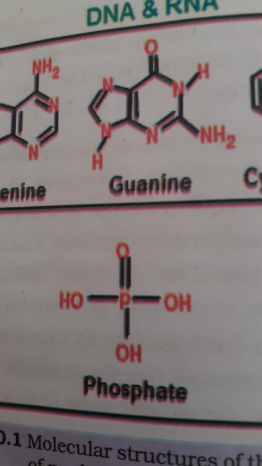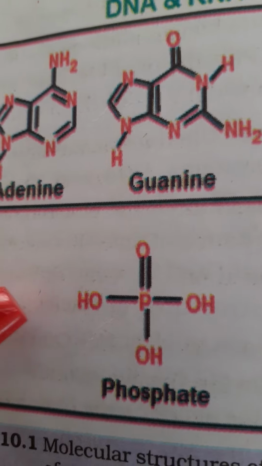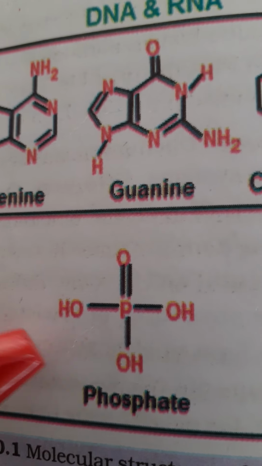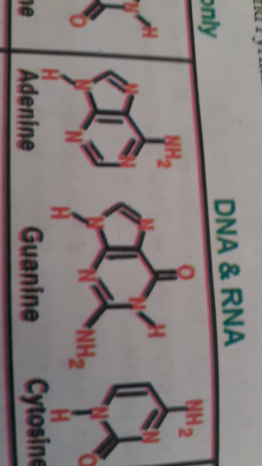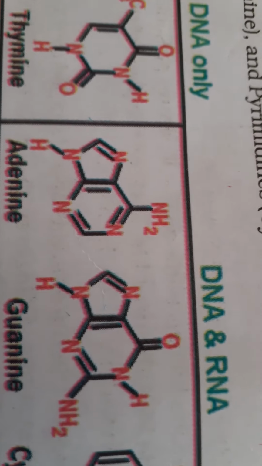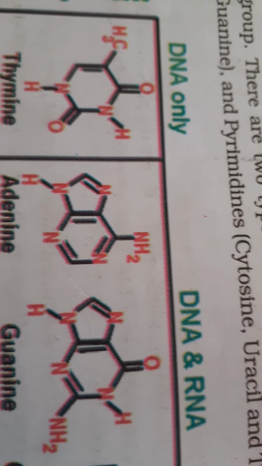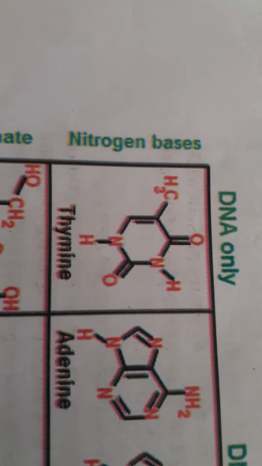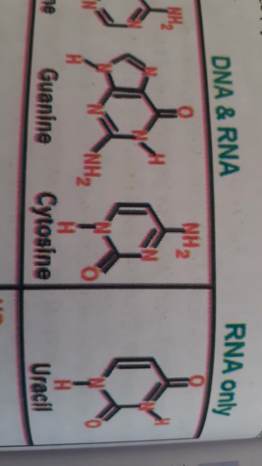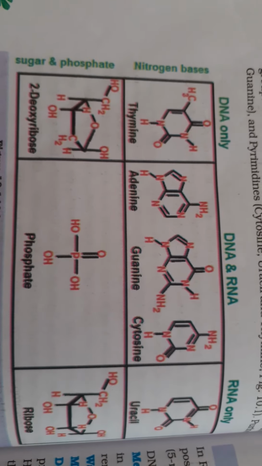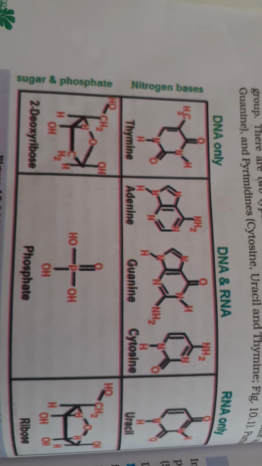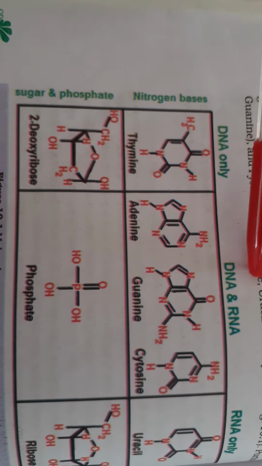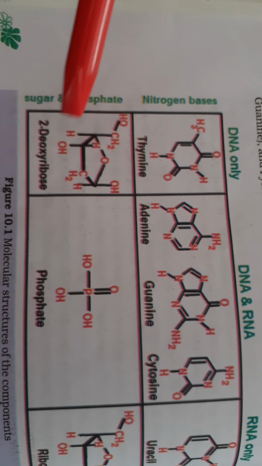Phosphate structure is same in DNA and RNA. So there is no difference. It is same in the DNA and RNA. Other nitrogen bases like adenine, guanine, cytosine are also similar in DNA and RNA. Can you see? DNA and RNA both are having adenine, guanine and cytosine. Only thymine is present in DNA and RNA is having uracil. So these are the differences between DNA and RNA. The top are the nitrogen bases and the bottom is sugar and phosphate.